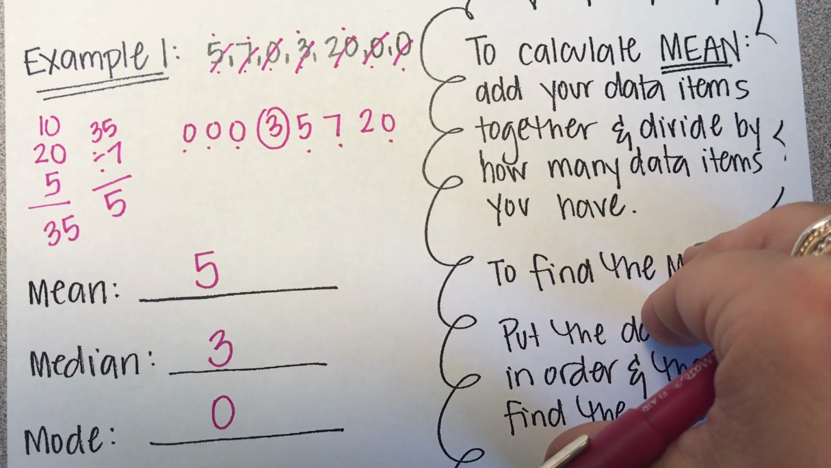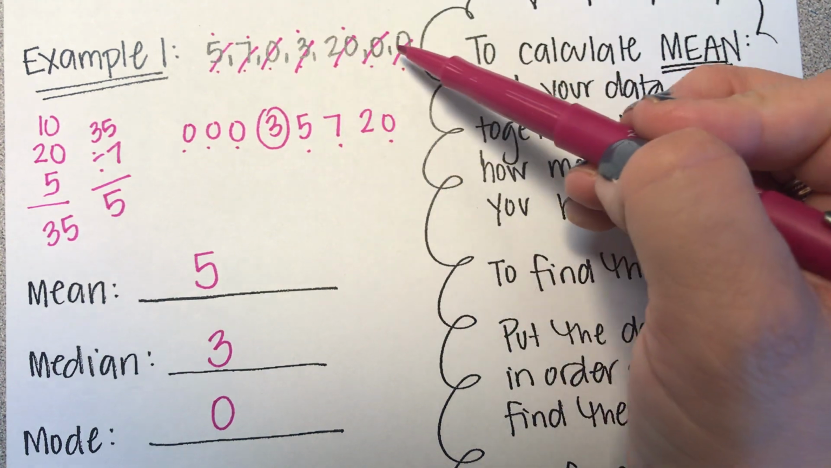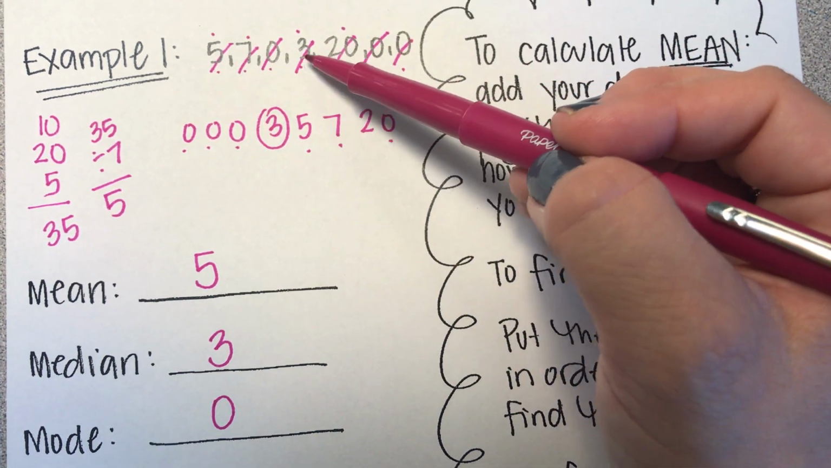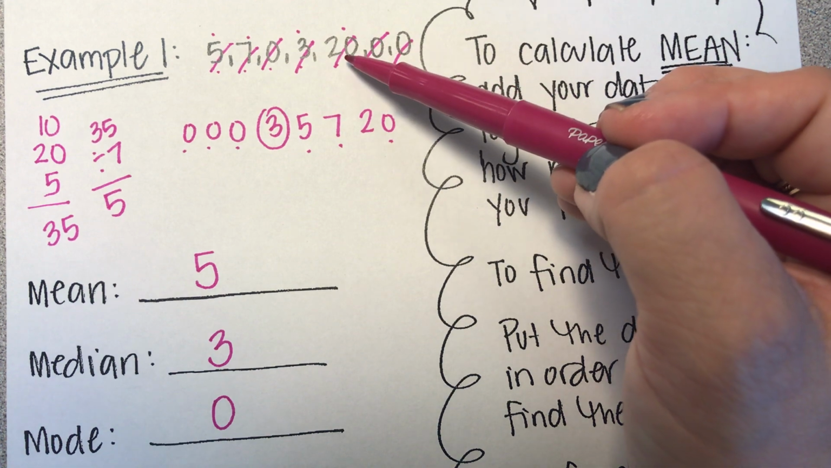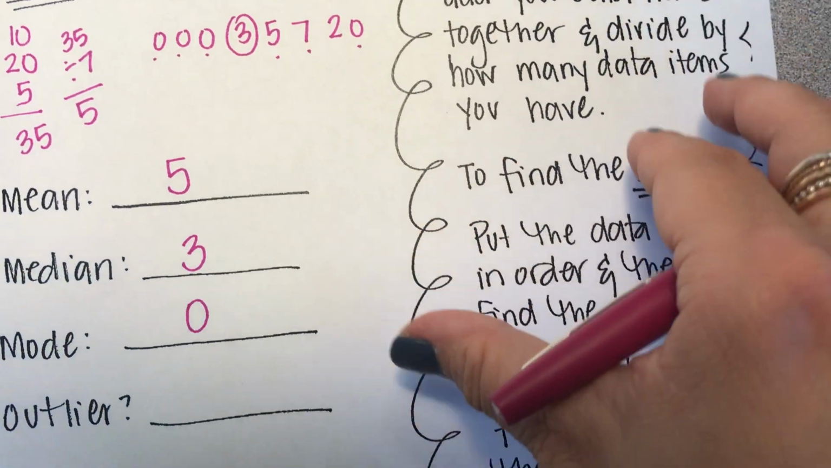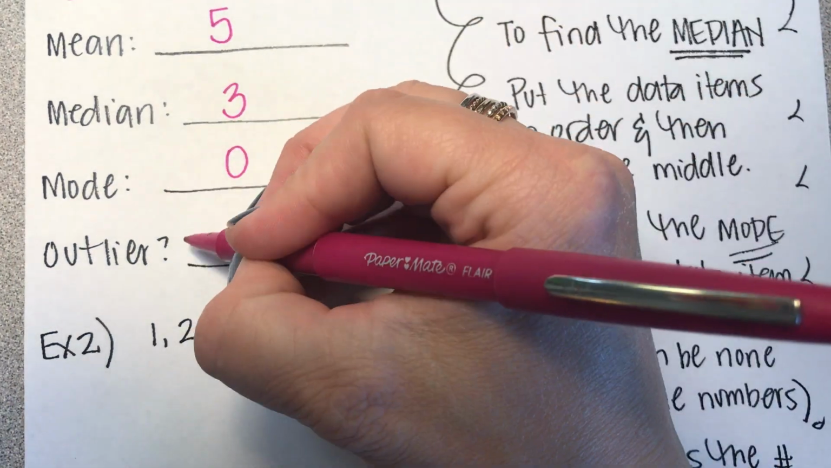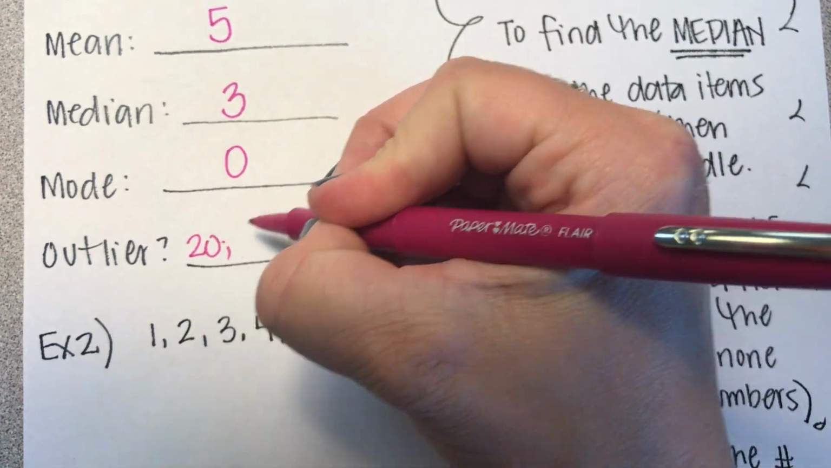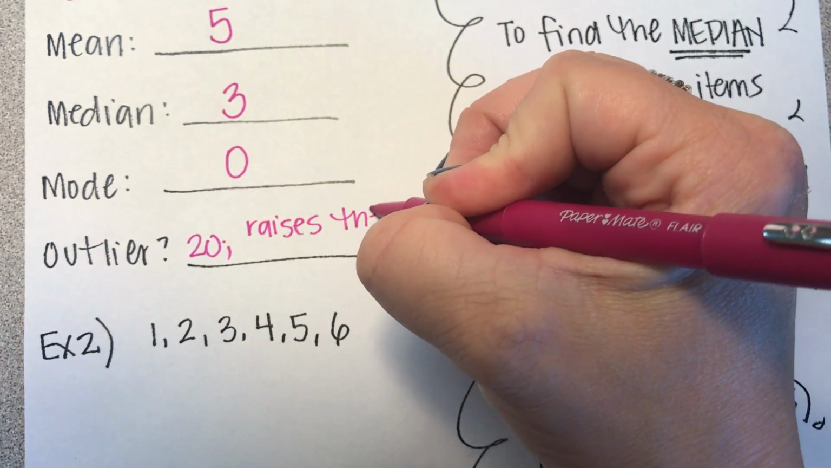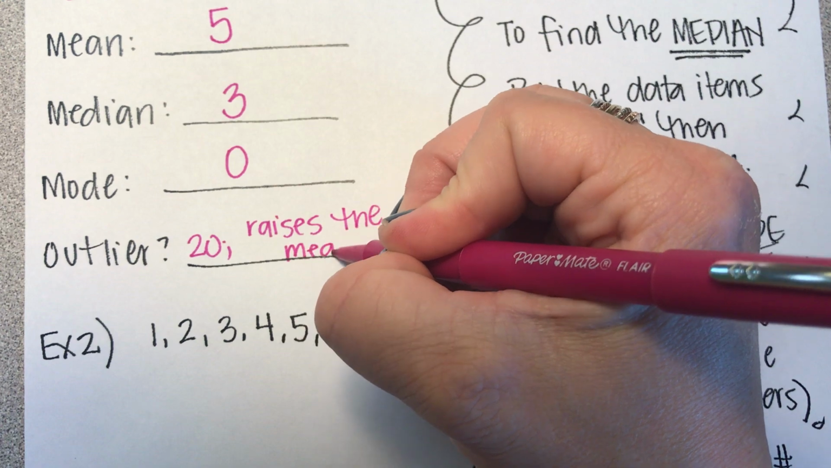So if this was like, how many books did you read this month? Okay, and someone said 5, 7, 0, 3, 0, 0, and someone said 20. Okay, that's a lot bigger than all of my other numbers. So that is going to raise the mean. Okay, my outlier is 20, and I'm going to go ahead and write down here that it raises the mean.